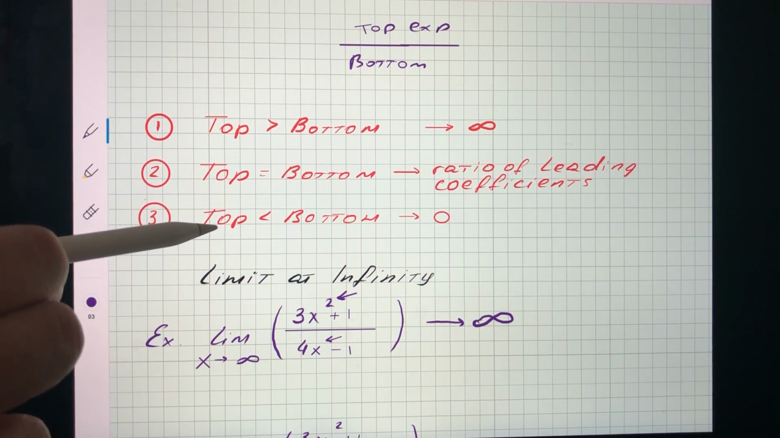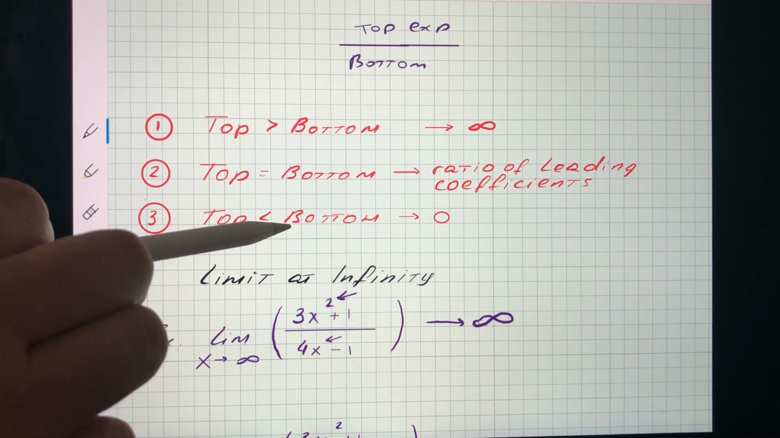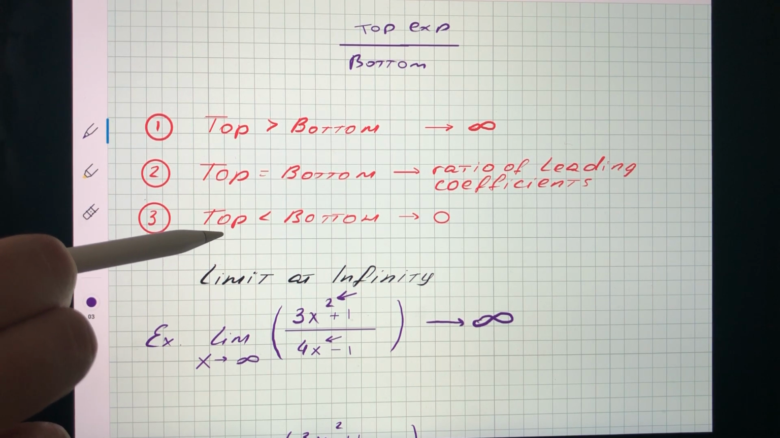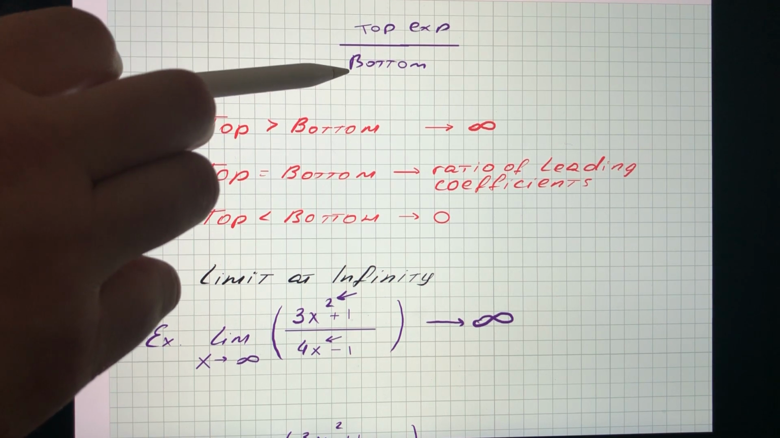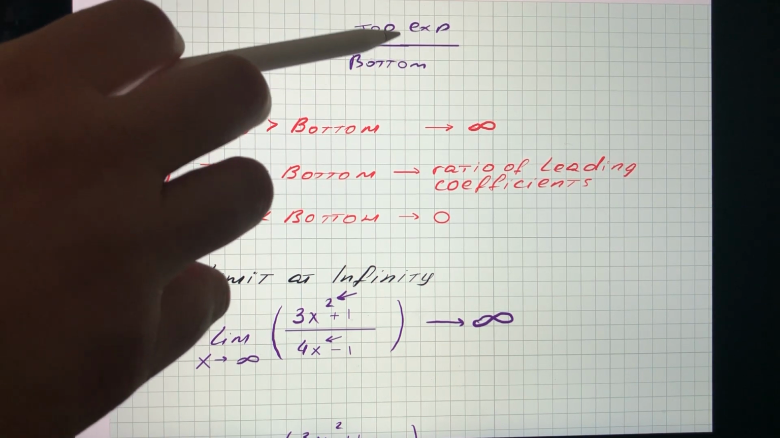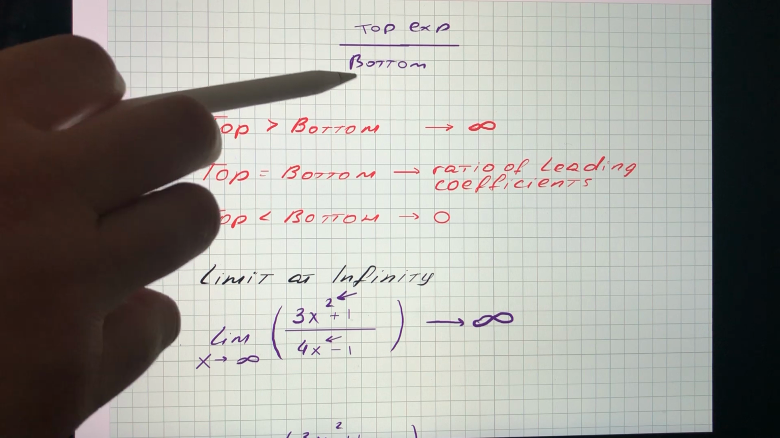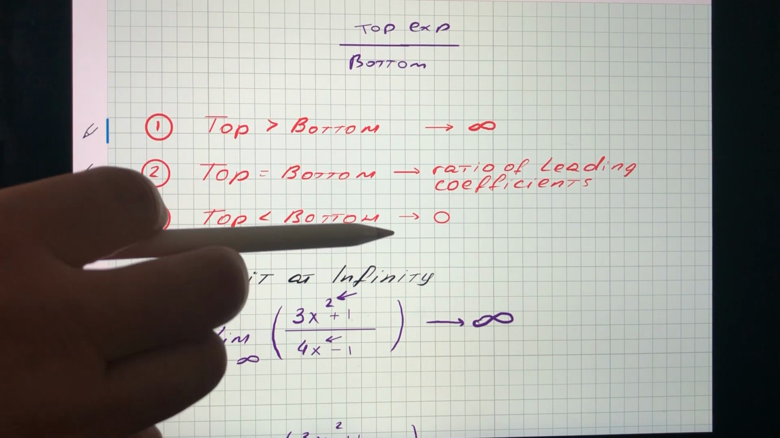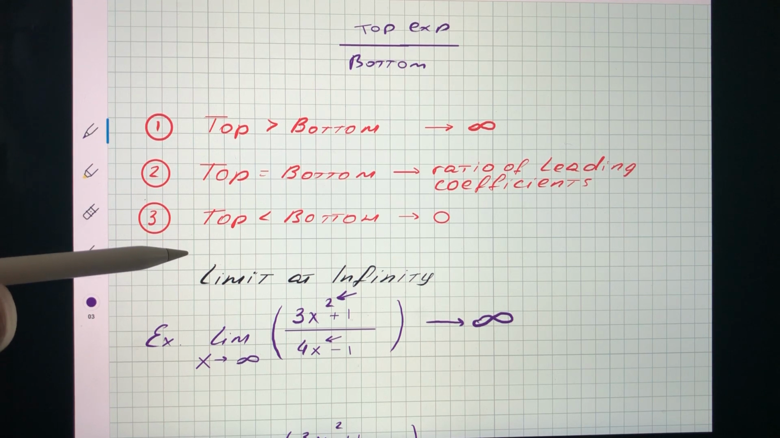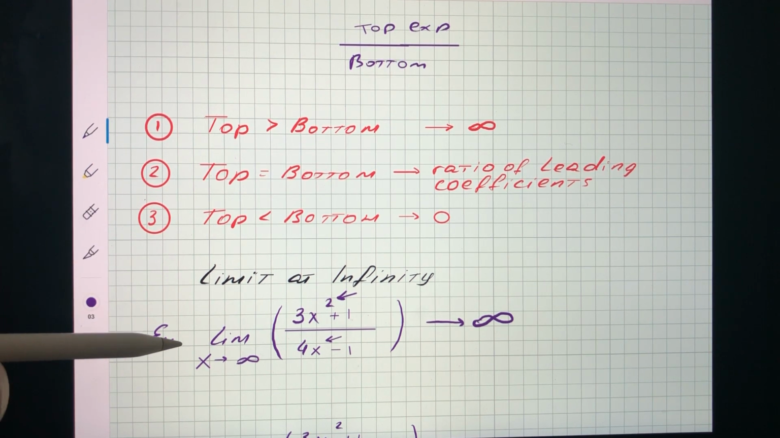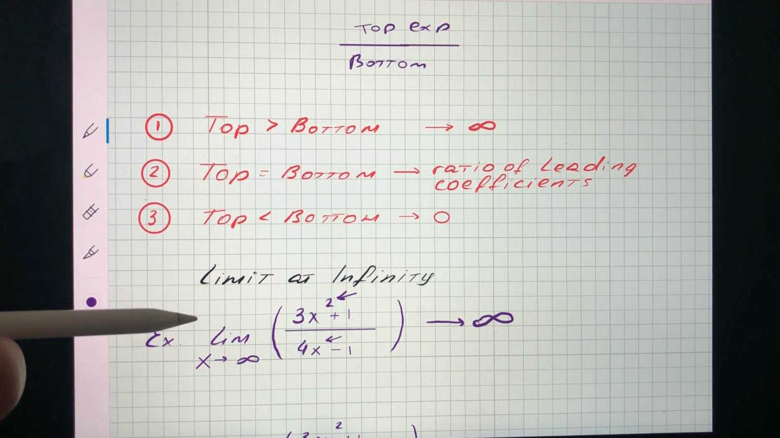Finally, the top can have a smaller power than the bottom, which means the bottom is going to grow faster than the top. If the bottom grows faster than the top, then the entire ratio gets smaller and smaller and smaller, and eventually will go to 0. So these are the three possibilities, and we've already answered the first example. Let's look at the other three.